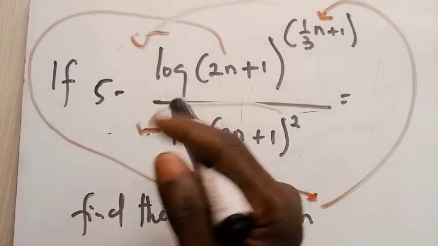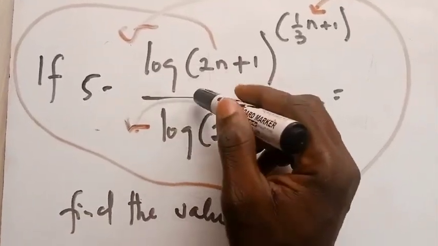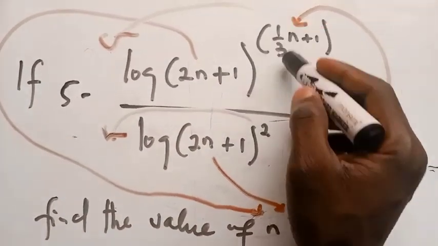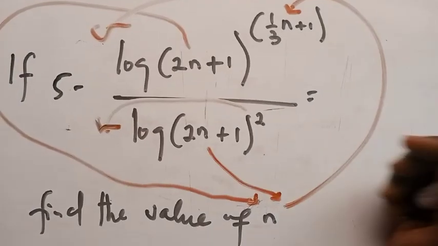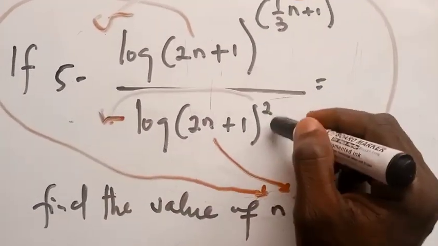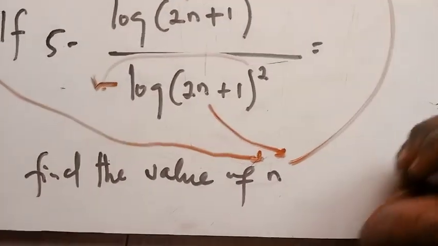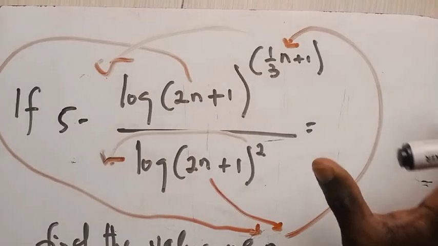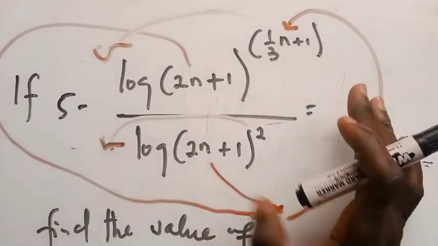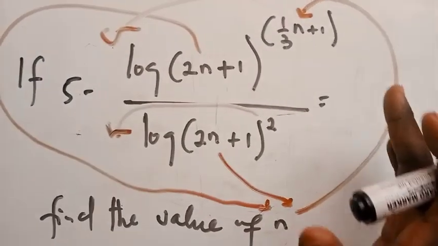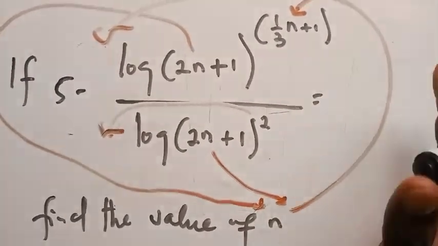If 5 minus log of (2n plus 1) raised to the power 1 on 3n plus 1, everything in bracket, divided by log of 2n plus 1 raised to the power 2, right? So we want to find the values of f. That is what the question is asking us to find, right? So you can see the pattern here. The pattern is telling you what you are going to use and how you are going to use them. Is that okay?